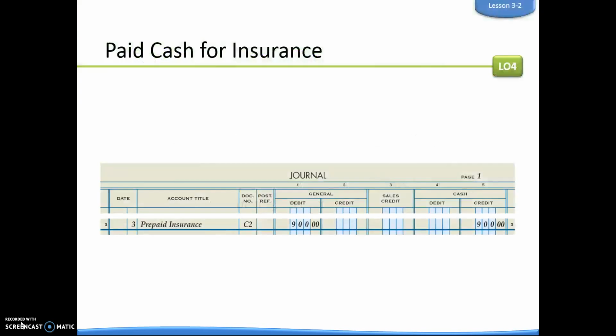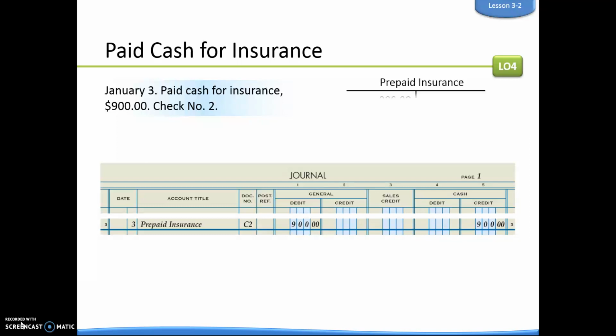So our first transaction says that we paid cash for insurance, $900, our check number 2. So the two accounts that we have that are affected here, again, are our prepaid insurance, which is an asset going up with a debit, and then also our cash, which is also an asset, which is decreasing with a credit.